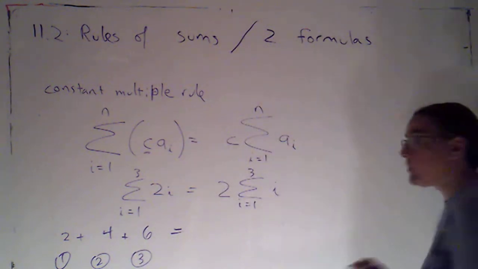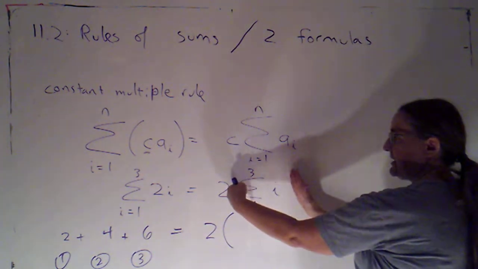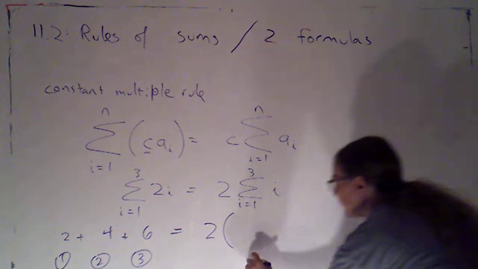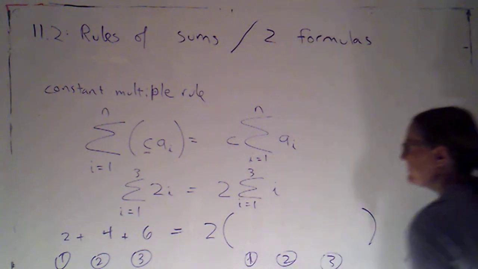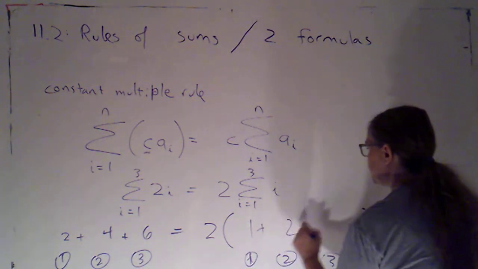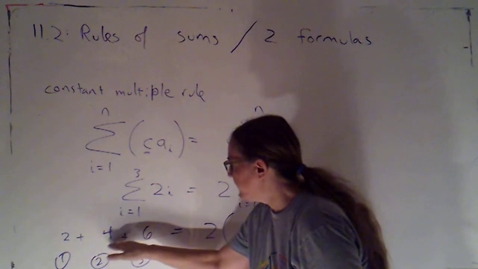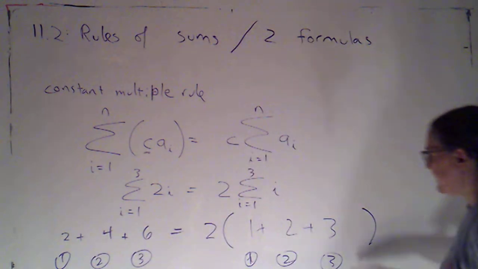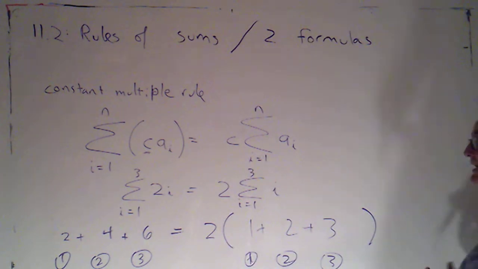Now, according to this rule, that's the same as taking 2 and multiplying it by this sum, i goes from 1 to 3. My index matches my term, so it's just 1 plus 2 plus 3. Well, 2 plus 4 plus 6, that's 12. This would be 6 times 2, which is 12. Either way, I get 12.